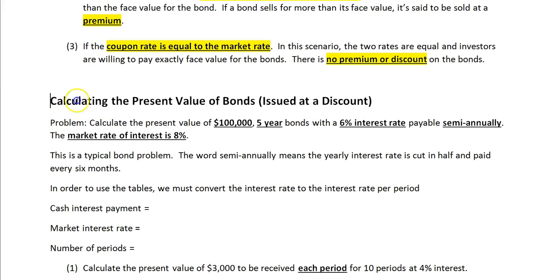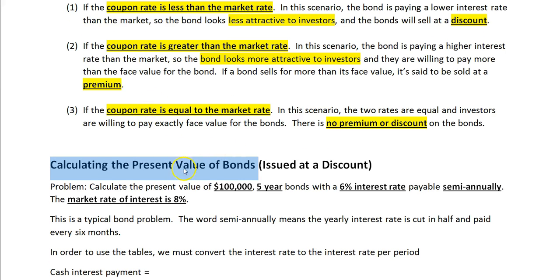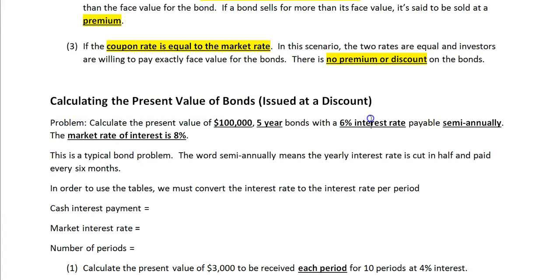Alright, so we can use the tables and the time value of money to actually calculate the present value of a bond, what investors are going to be willing to pay once we know the coupon rate and the market rate of interest.